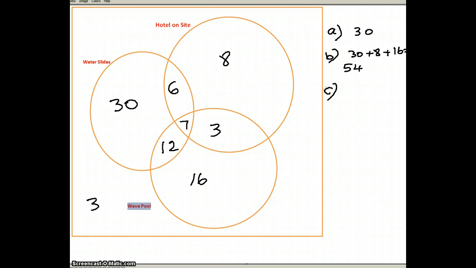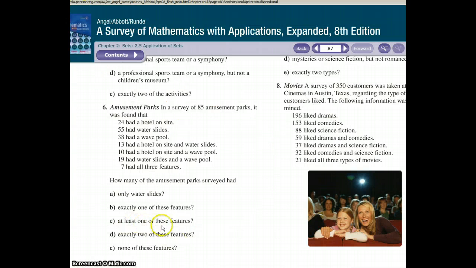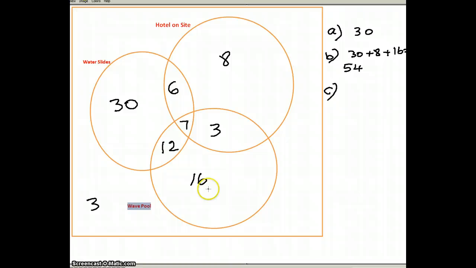Let's look at part C now. Part C, we're going to look at at least one of these features. By definition, at least means 1 and above. So we're going to have the 1 option added to the 2 option added to the 3 option. In other words, we're going to add all these terms inside the circles except for the 3. And we already know that this is going to be 82. If you add 30 plus 6 plus 8 plus 7 plus 12 plus 3 plus 16, the answer should be 82. And again, this is at least one option.